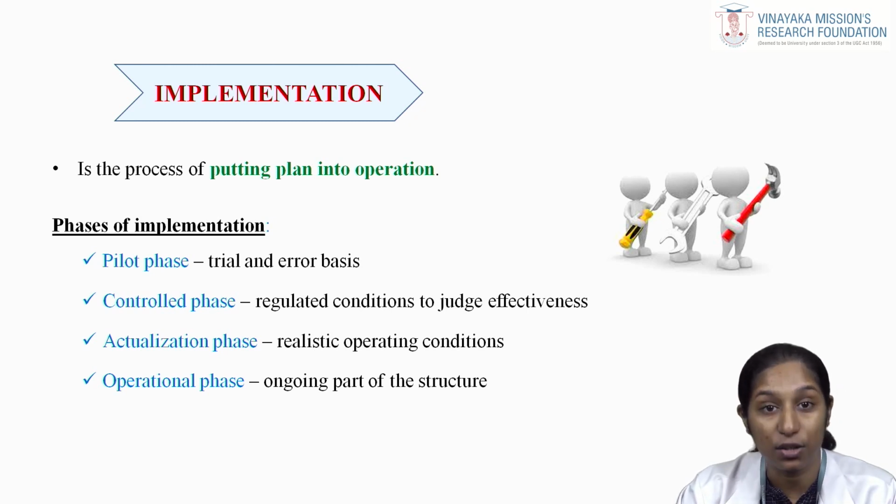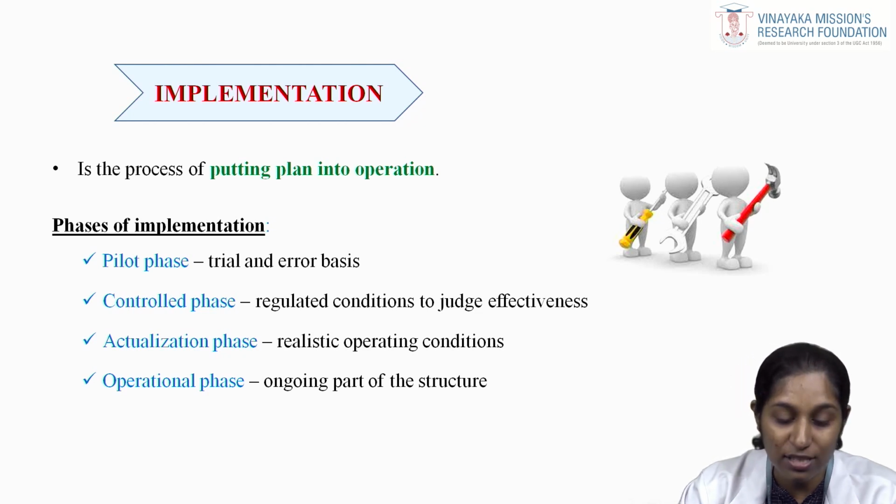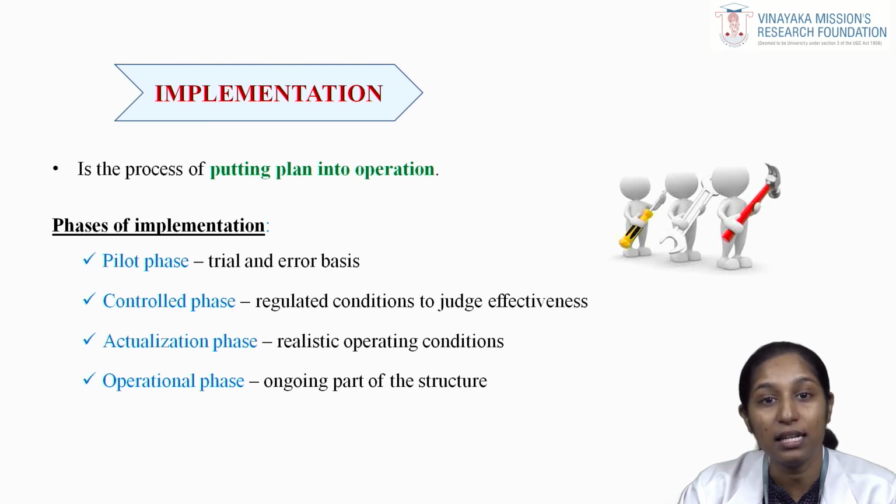Then is the control phase, during which the model of a program is run under regulated conditions to judge its effectiveness beforehand. Then comes the actualization phase, in which the model of a particular program is subjected to realistic operation. Then comes the operational phase. In this phase, the program becomes an ongoing part of the existing structure. So all these phases of implementation will occur in sequence.